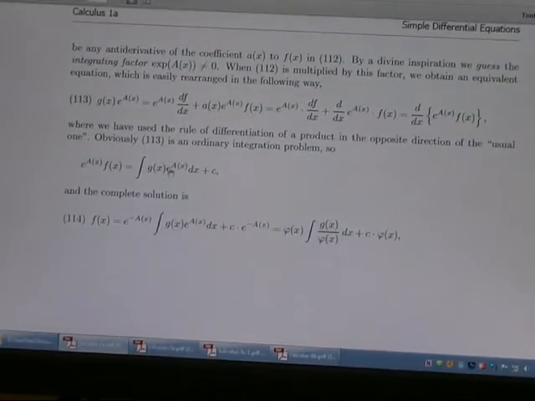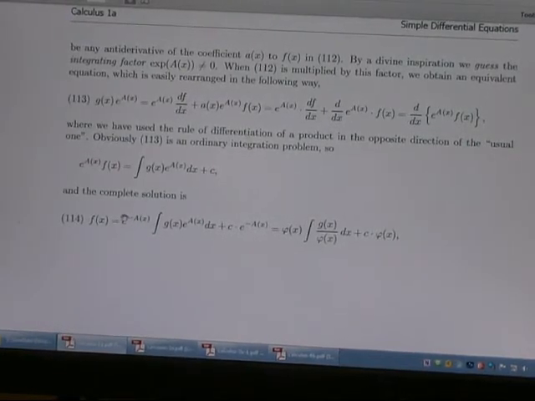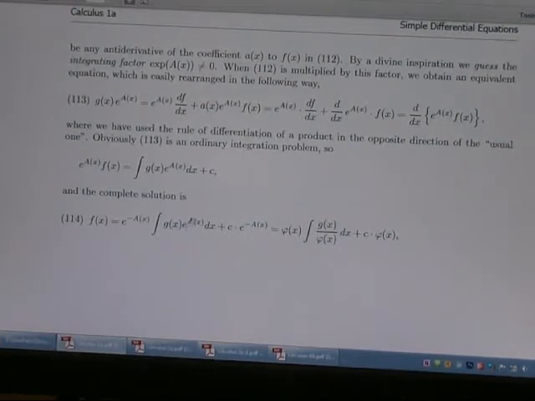So this is the generalized, complete solution. If you see this format, e power A(x) f(x) is equal to the integration of g(x) e power A(x) dx plus c, and this is the complete solution we can write down. f is equal to e power minus A(x) multiplied by the integration of g(x) e power A(x) dx plus c. For A(x) equal to sin x, it is the integration of g(x) by sin x dx plus c multiplied by sin x. This is for the complete equation, and finally you can write down this complete solution.